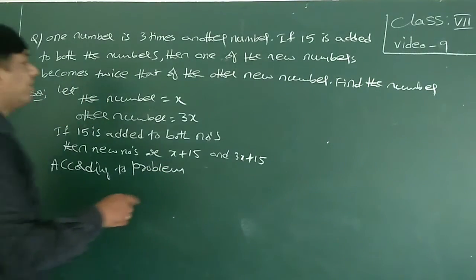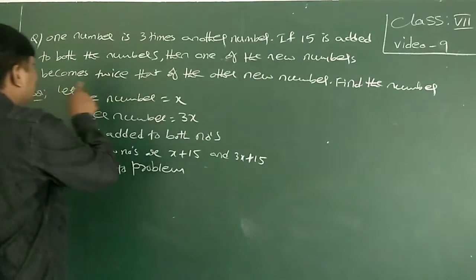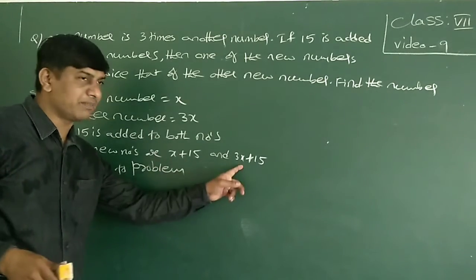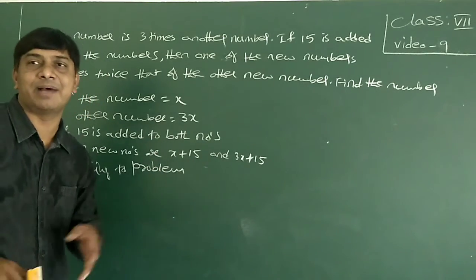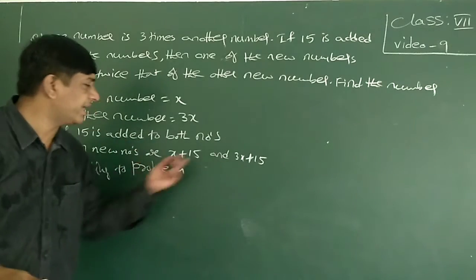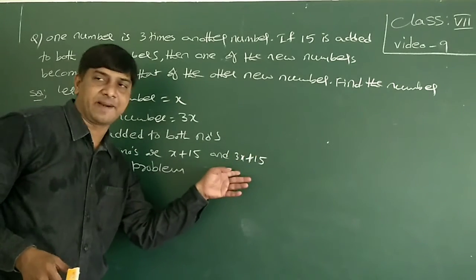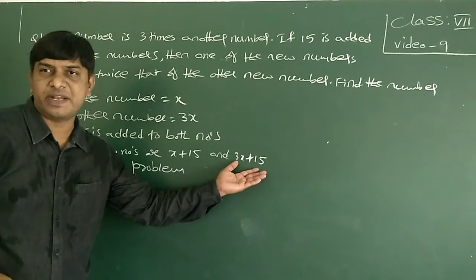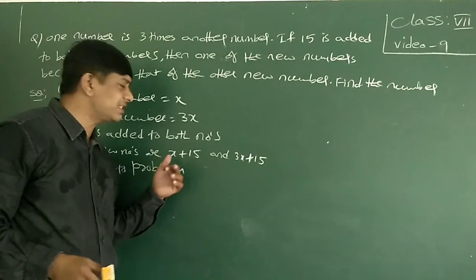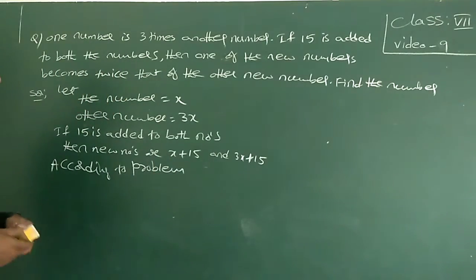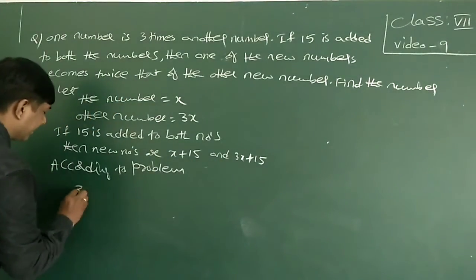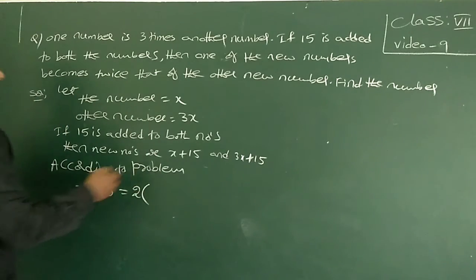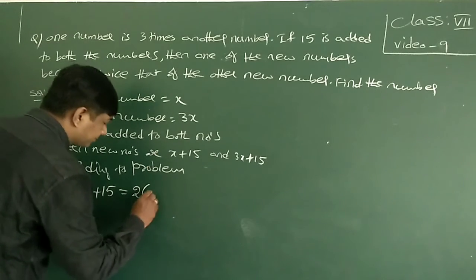What is that condition? One of the new numbers becomes twice that of the other new number. Among these two numbers, one number is 2 times the other number. By observing these two numbers, you can say that 3x plus 15 is the larger number than x plus 15. So this number is 2 times this other new number.